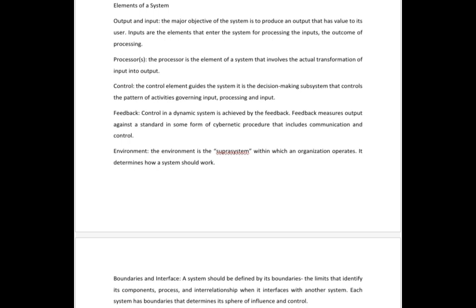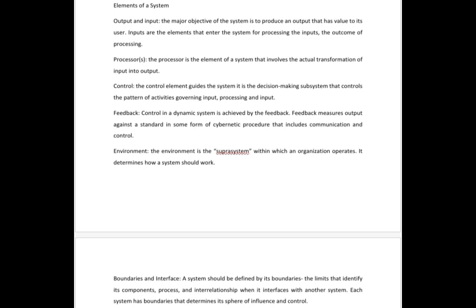And the next one is the elements of the system. There are several parts of the elements of a system. The first thing is the input. Basically, as we all know, the input is the one thing that is put into the system in order to get the output. And it's basically connected to each other. And the next one is the processor. The processor is the element of a system that involves the actual transformation of input to output.